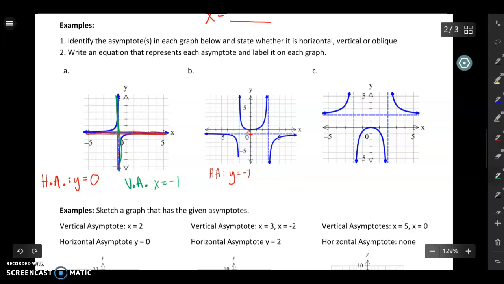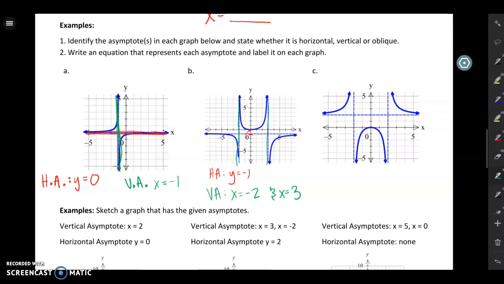Now let's look at our vertical asymptotes. I actually have 2 in this case. I've got one here at -2, and then I have one here at, it looks like 3. So it's okay to have 2 vertical asymptotes. You just got to write them both down. So I have x equals -2 and x equals 3. Okay.